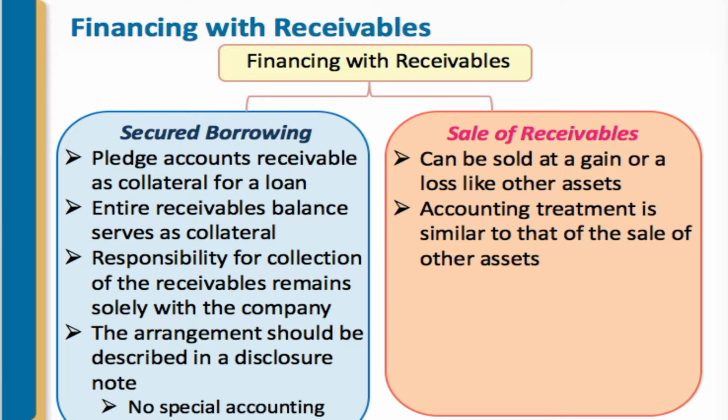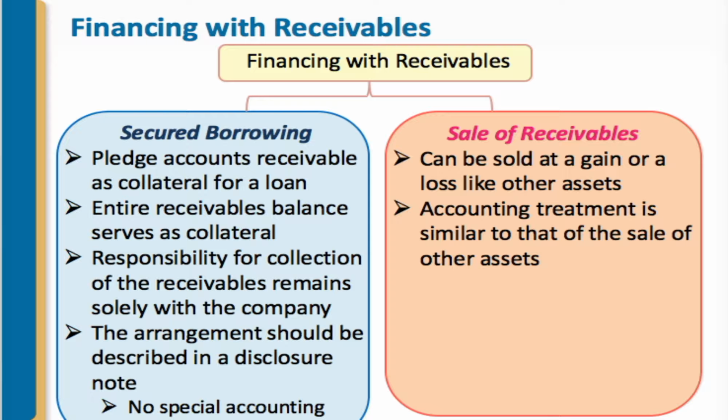Under this approach, the transferor or borrower simply acts like it borrowed money from the transferee, with the receivables remaining in the transferor's balance sheet and serving as collaterals for the loan. On the other side of the transaction, the transferee, who's the lender, recognizes a note receivable.